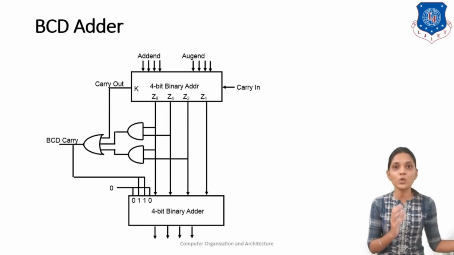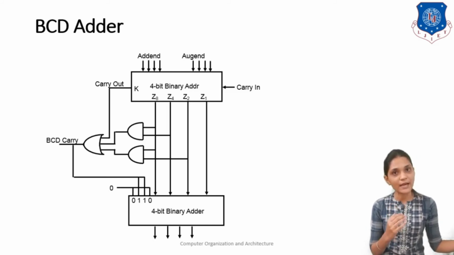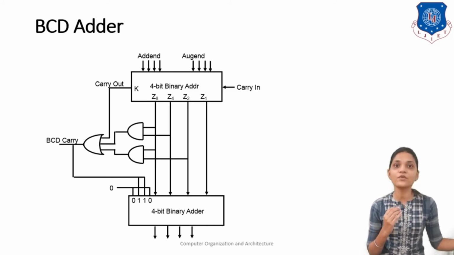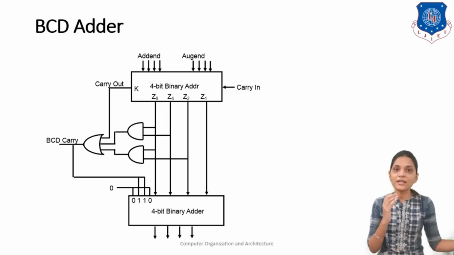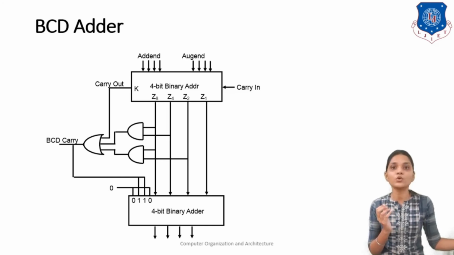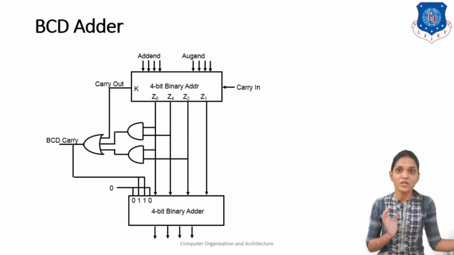So basically we require 2 adders. In the first adder we will do the simple addition operation. In the second adder we will do the addition of 6 with the result if required. And the requirement will depend upon the carry, the AND of Z8 and Z4, and the AND of Z8 and Z2. If any of these 3 is 1, we use an OR gate here, and we have to add 6 into it.